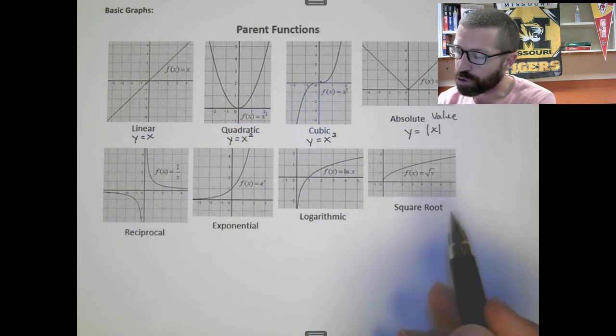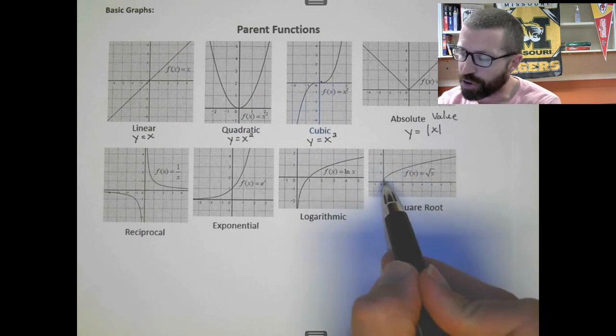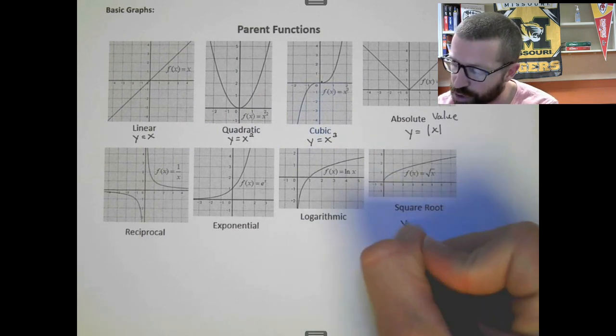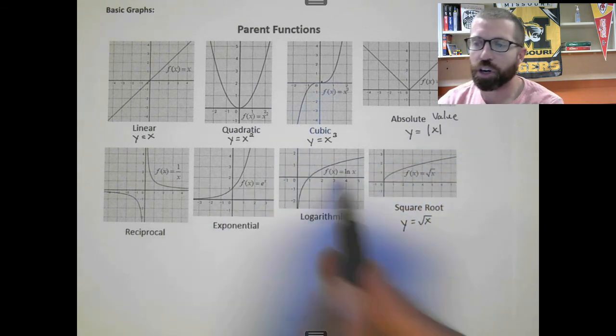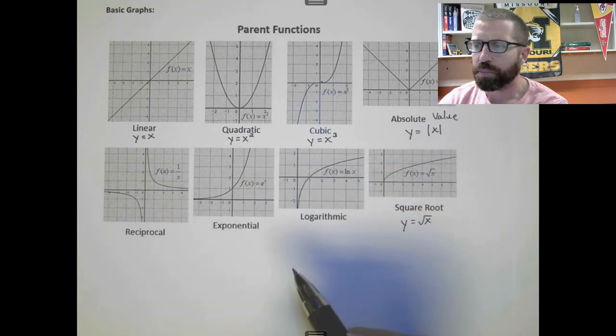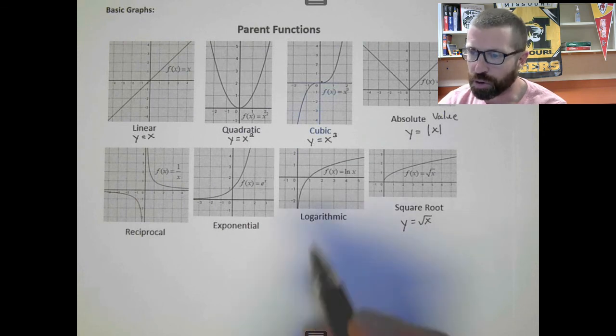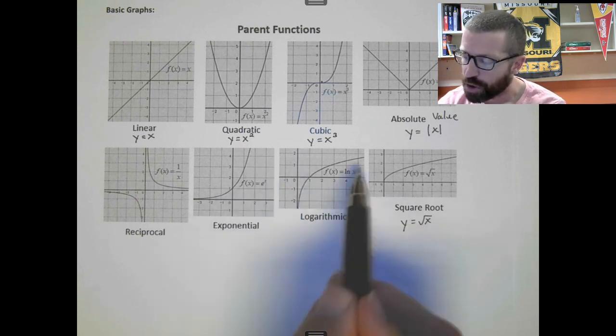Same thing with the square root. Square root has to be positive. You can see the graph is only where x is positive. It's not where x is negative. And then the exponential graph and log graphs, we'll talk about those later, not in this video really, but you can kind of see their shapes there as well.